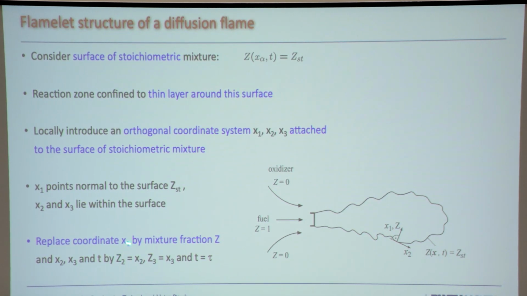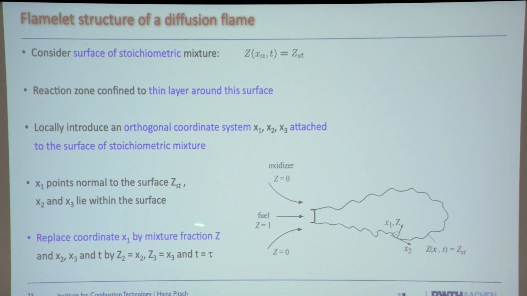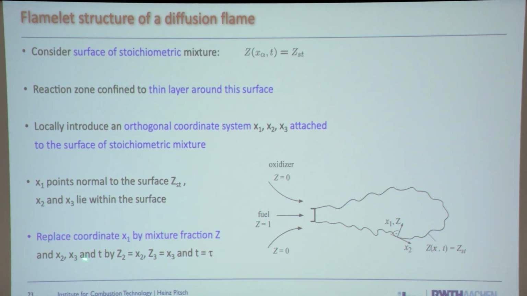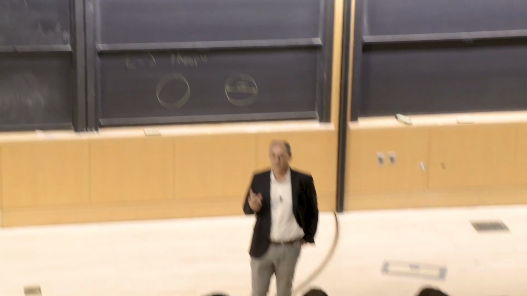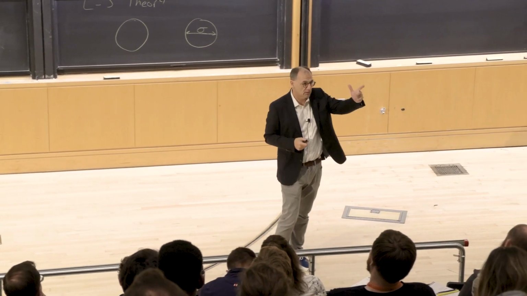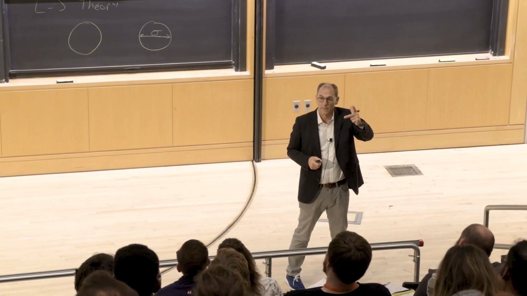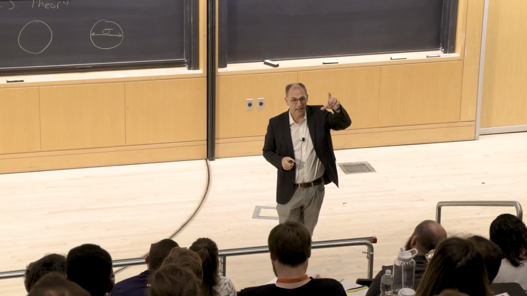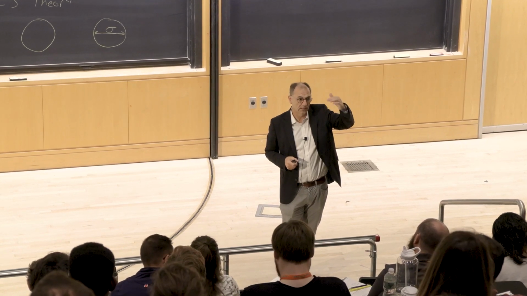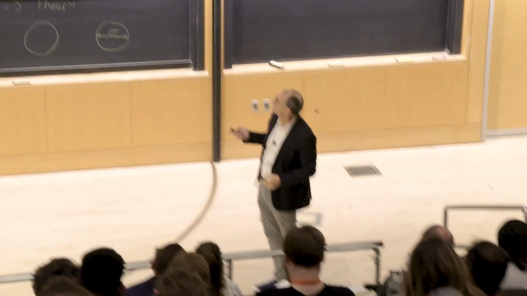So we introduce a new coordinate system where we say x1 is replaced by mixture fraction, x2 and x3 are replaced by new coordinates, but these new coordinates should be just the same as the old ones. And then the time is replaced by a new time, but the new time also is just the same as the old one. So the new coordinate system points in the same directions as the old one, only that it's scaled, okay? So the x1 coordinate is replaced by z, which means it's scaled in that direction.